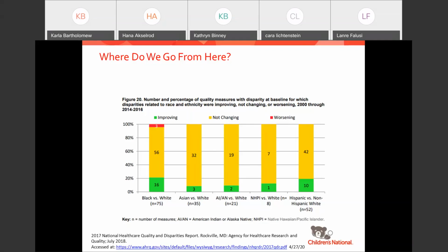And the unfortunate news is that all these metrics worsened in the most recent report available from 2018, with the number of disparities improving for only 4 measures for Blacks. Those are what's pictured in green in this chart. 2 measures for Asians, 2 measures for American Indians and Alaska Natives, 1 measure for Native Hawaiians and Pacific Islanders, and 5 measures for Hispanics.